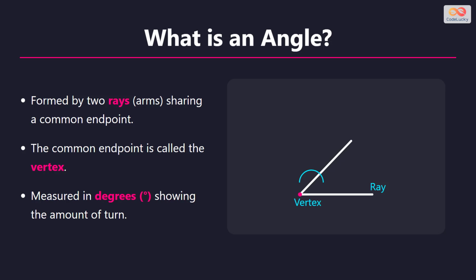First, let's understand what an angle actually is. An angle is formed when two rays, or arms, meet at a common endpoint. This endpoint is known as the vertex. We measure angles in degrees to see how much of a turn exists between the two arms.